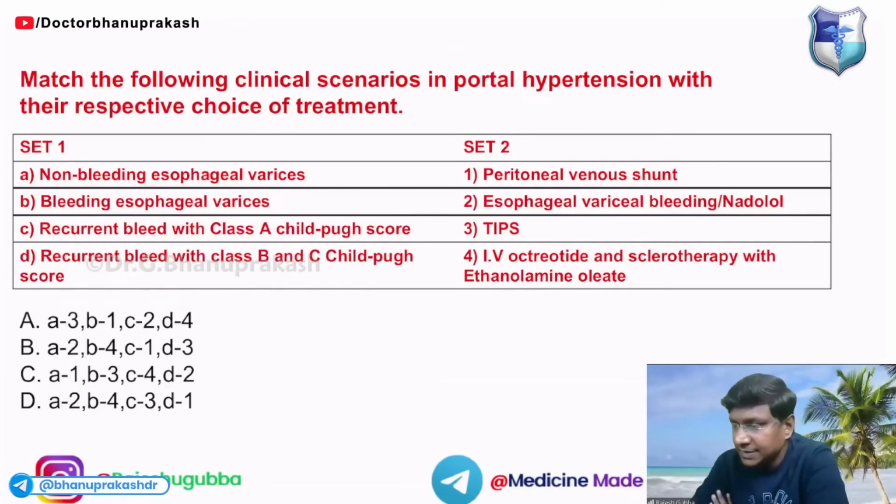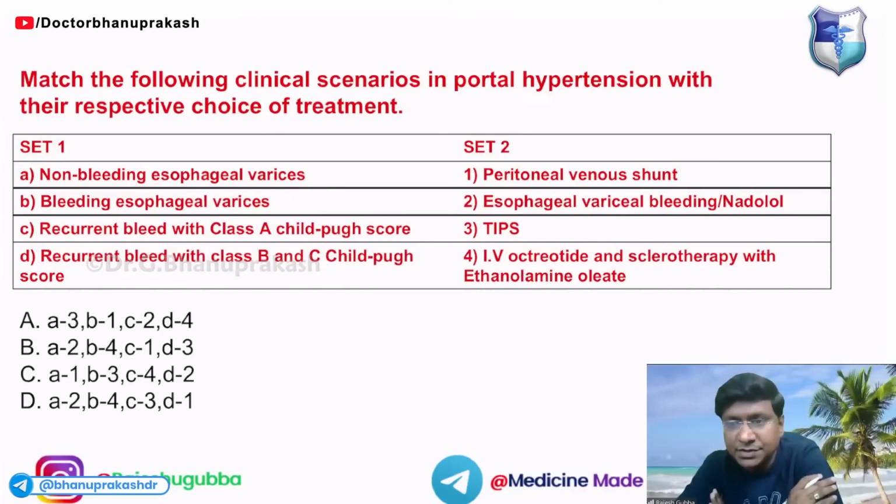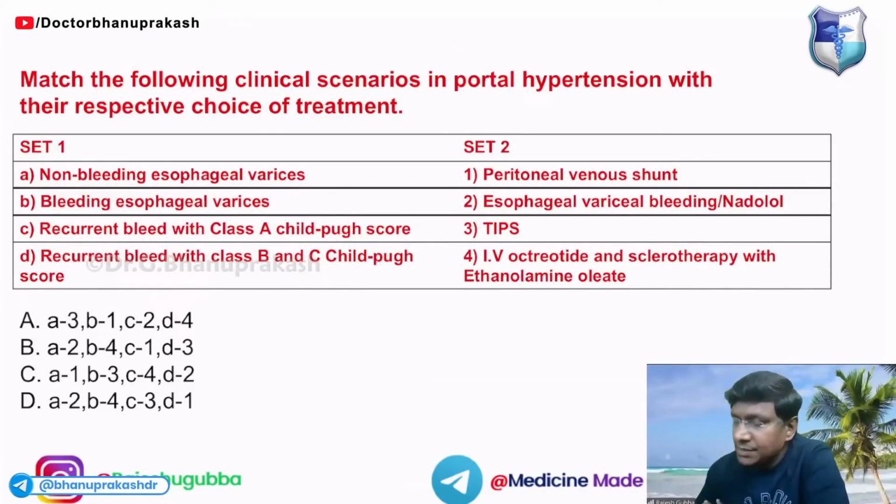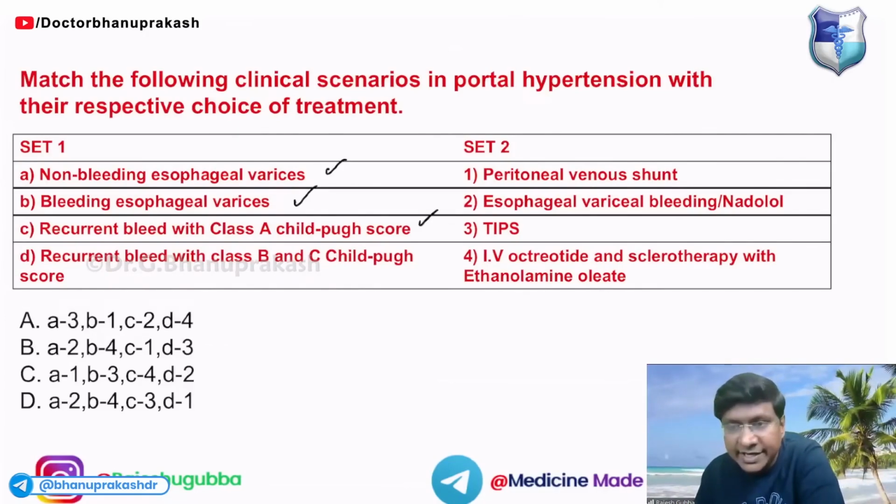Anyone want to make an attempt at this question? Match the following clinical scenario in portal hypertension with their respective choice of treatment. One scenario is non-bleeding esophageal varices. Another is bleeding esophageal varices. Recurrent bleeding with class A Child-Pugh. Recurrent bleeding with class B and class C Child-Pugh. What will you do in each?